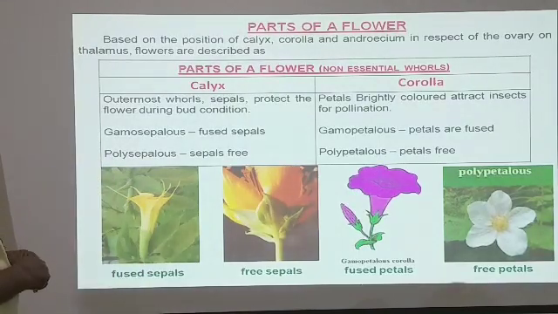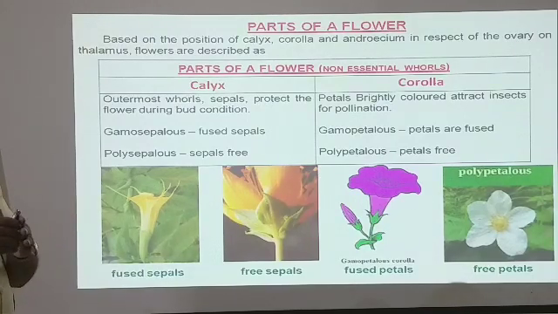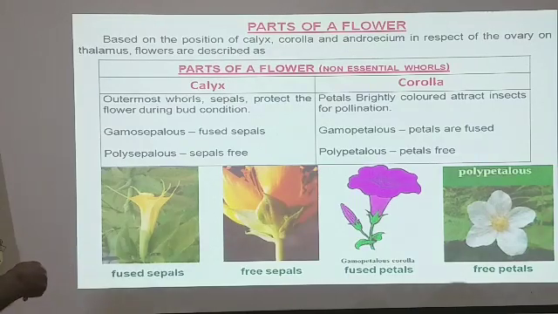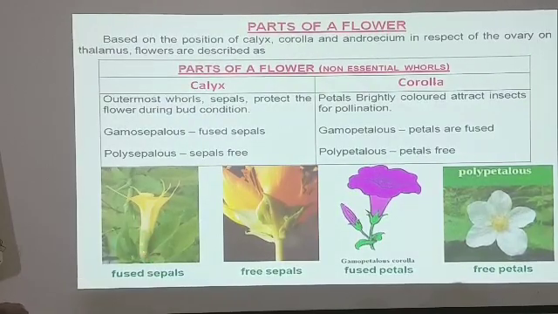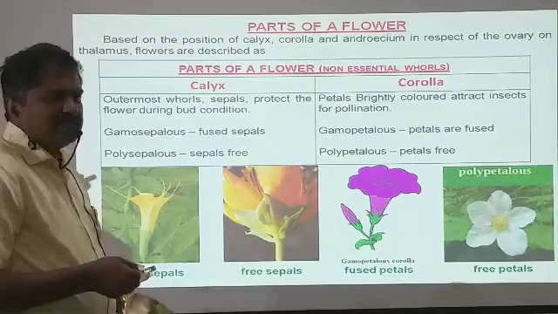So depending upon the presence of the sepals, whether in the fused condition or in the free condition, we classify it into gamosepalous, that means fused sepals. Here see the sepals are fused. And polysepalous, here see the sepals are free. So gamosepalous means the sepals are fused, and polysepalous means the sepals are free. Like that, the corolla is also brightly colored.